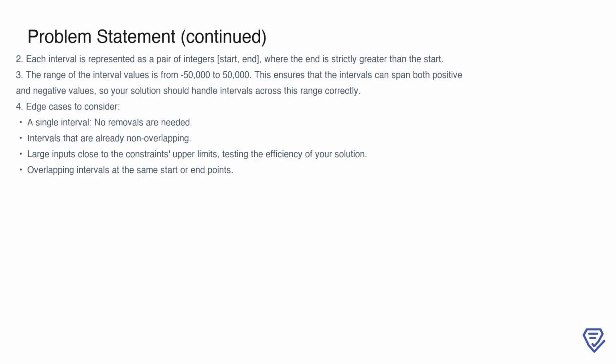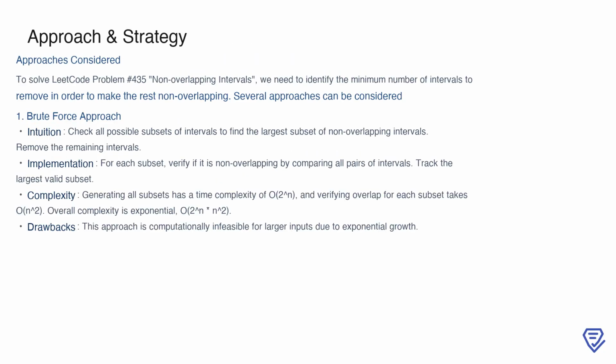To solve the problem of making intervals non-overlapping, we first consider the brute force approach. The intuition here is straightforward but computationally expensive. We generate all possible subsets of the given intervals and identify the largest subset where no intervals overlap. The intervals not in this subset are the ones we would remove. To determine if a subset is non-overlapping, we compare every pair of intervals within it.